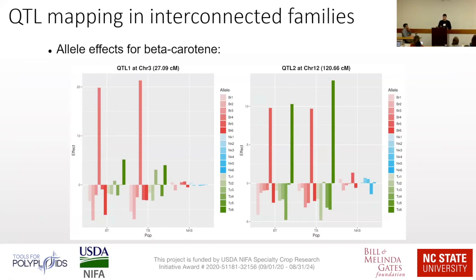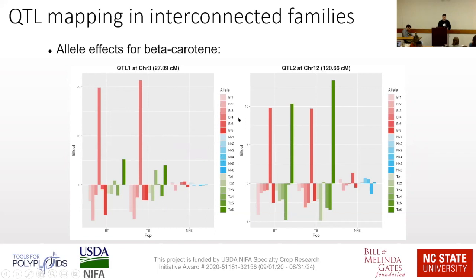But another thing we can do with a joint analysis is that we can calculate the allele effects for all the traits. And here we can check for consistency between those allele effects. Here I will show you the allele effects for beta-carotene. On this figure, we have the first graphic with the allele effects for the first QTL, chromosome number 3, and the second one for the allele effects on the QTL on chromosome number 12. The different colors represent the different founders. In this case, we have Beauregard in red, New Kawogo or NK in blue, and Tanzania in green.